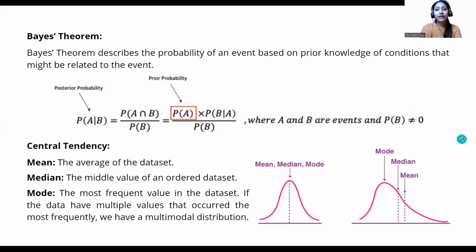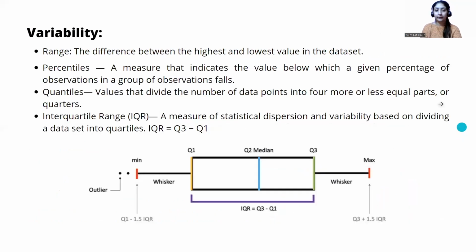Now coming up to our next slide, which is variability. First is range. If we have a data set, the difference between the highest and the lowest value in the data set is called the range, right? We can have a range from 10 to 80. This is what we call the range, the difference between the highest value and the lowest value in the data set.